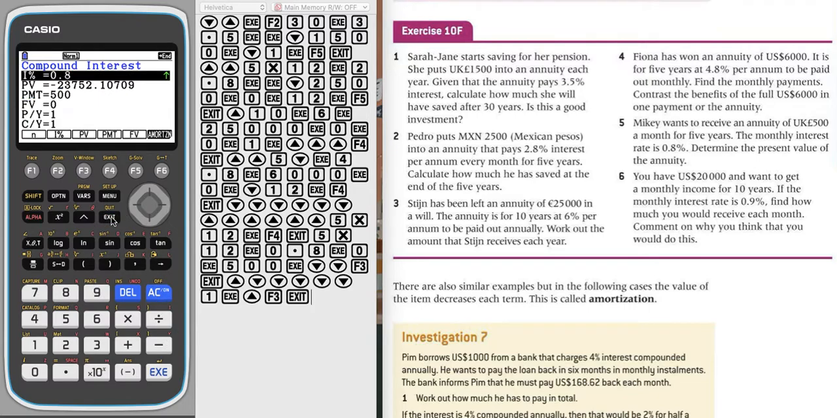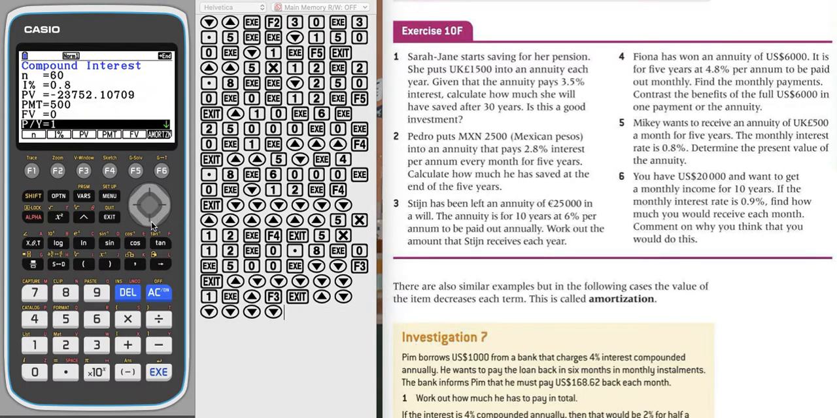Okay? So that's me not reading questions carefully. So again, for that one, because they gave me the interest per month, I have to think this whole thing, instead of it says per year here, payments per year and compounding per year, I have to think of it in months. Crazy. Okay, last one. You have 20,000 US. You want to get a monthly income for 10 years. If the monthly interest rate is 0.9%, find how much you would receive each month. Okay, so again, it says that monthly interest rate. Tricksy, tricksy. Let's watch out for that.